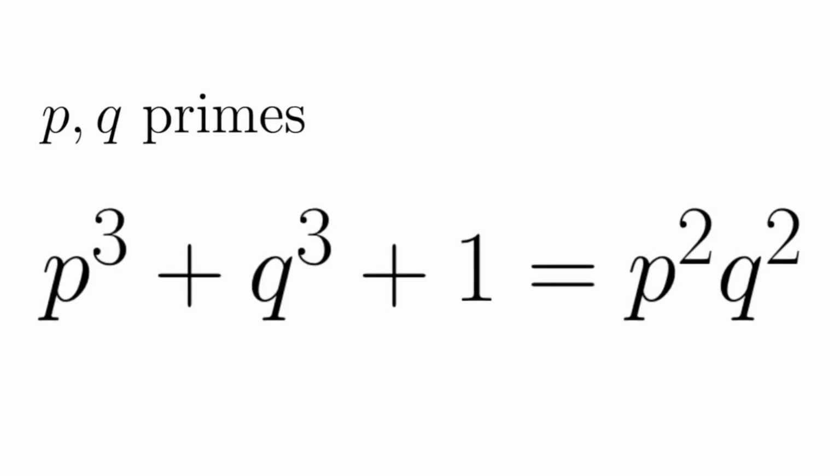In this video, we are going to find all prime numbers p and q such that p cubed plus q cubed plus 1 is equal to p squared times q squared.